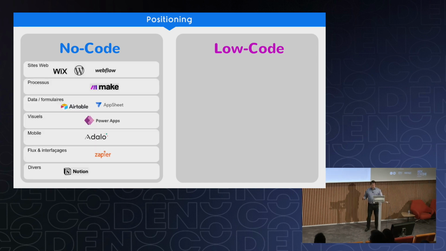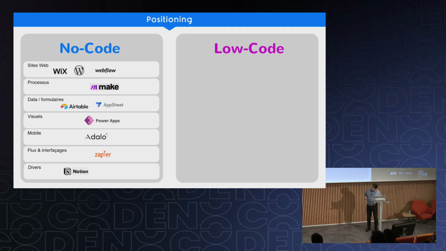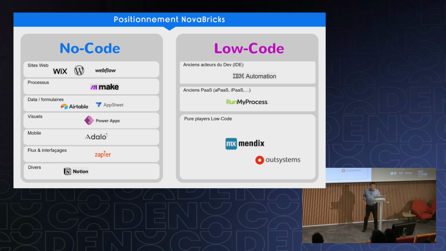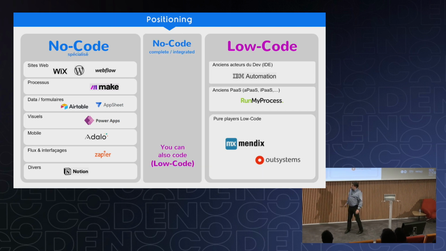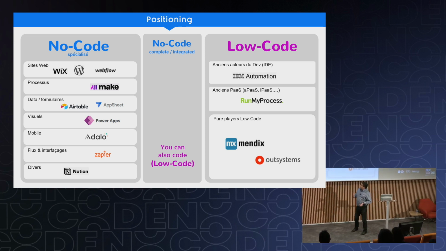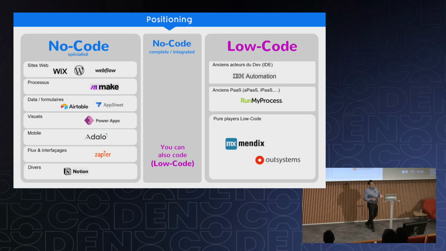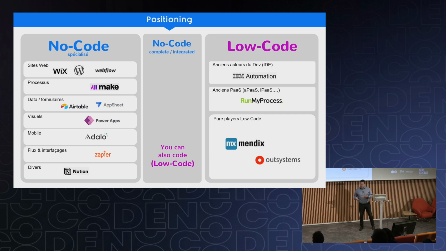So in no-code, you have specialized families. I have put different kinds on the screen. And on the low-code side, there are older actors and new pure players of the low-code space. I've mentioned worldwide known actors. And there's a new family of tools that are also no-code because they are complete but easy, but you can also code in them. So it's no-code, but also low-code. So it's not so separated like we used to think.